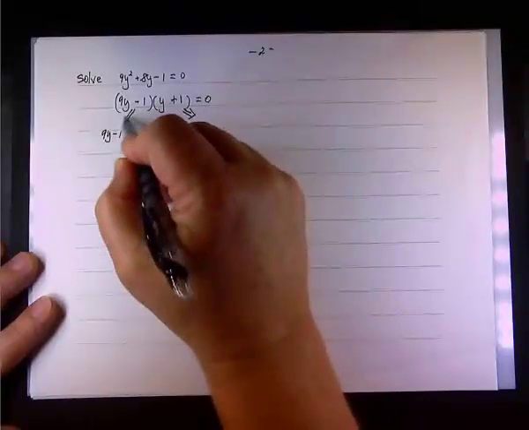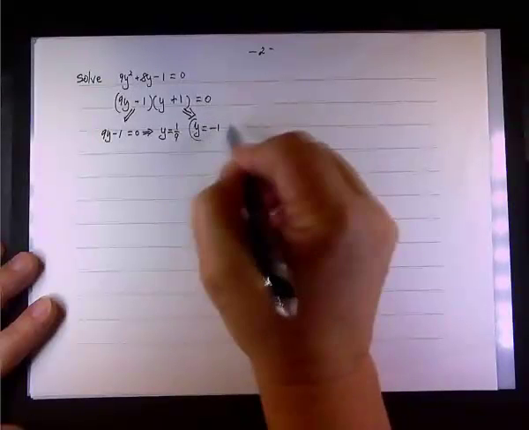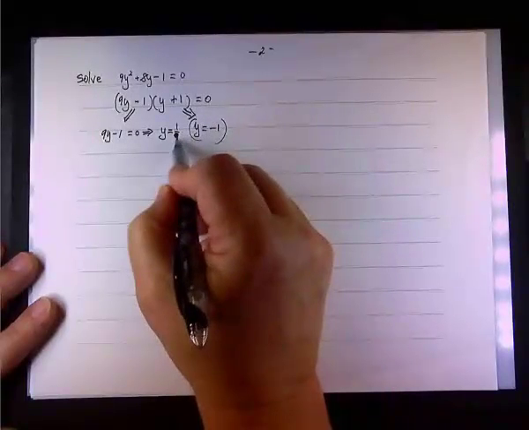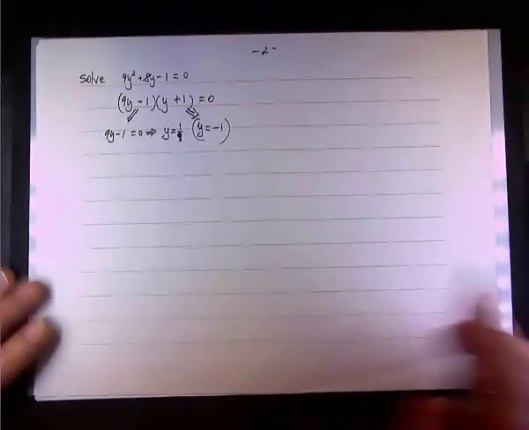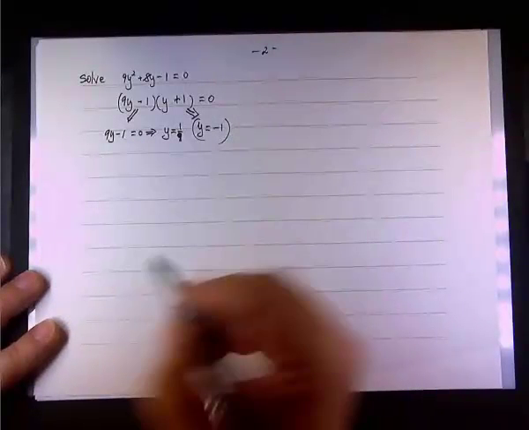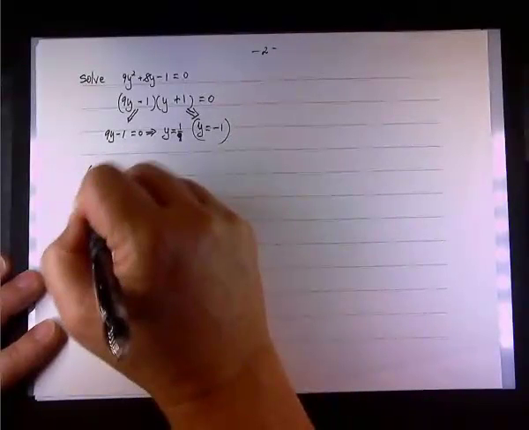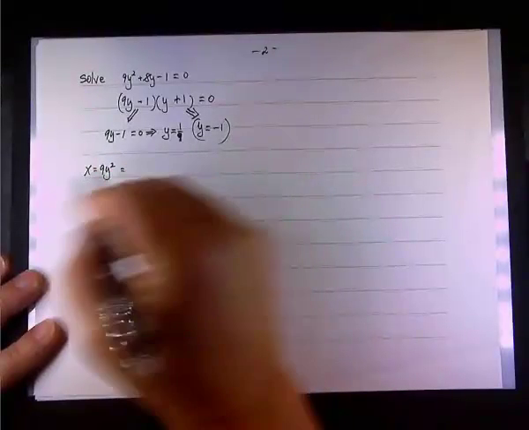But now we have two solutions. One is 9y minus 1 equals 0, and therefore y equals 1 over 9. The other solution I'm going to ignore. And why will I ignore it? Because y equals negative 1, so we're going to ignore that one. We're going to take y equals 1 over 9.